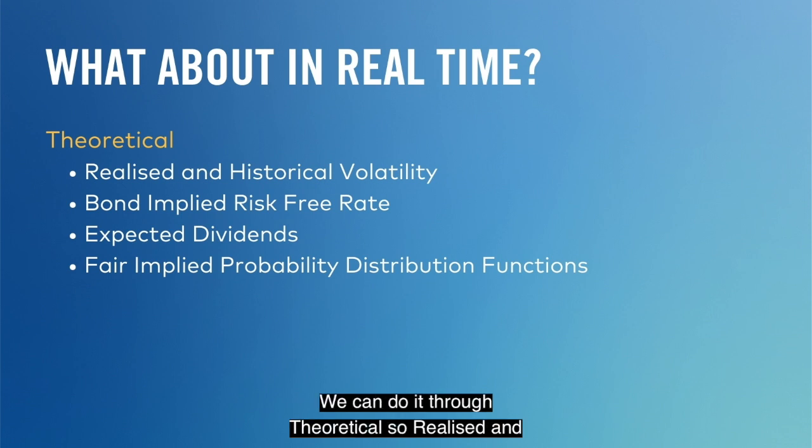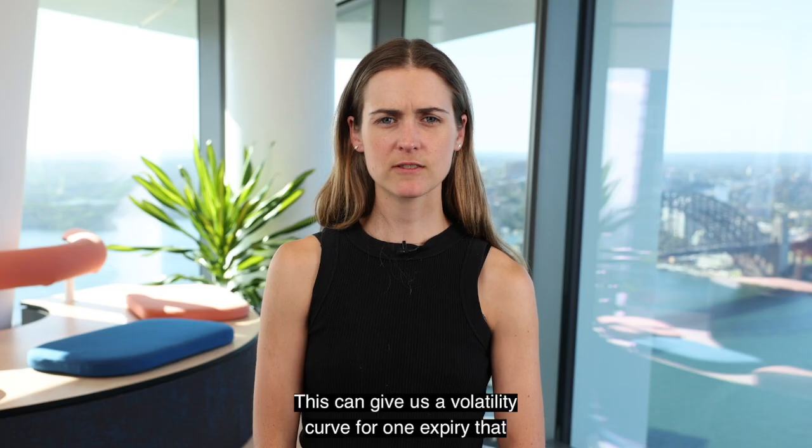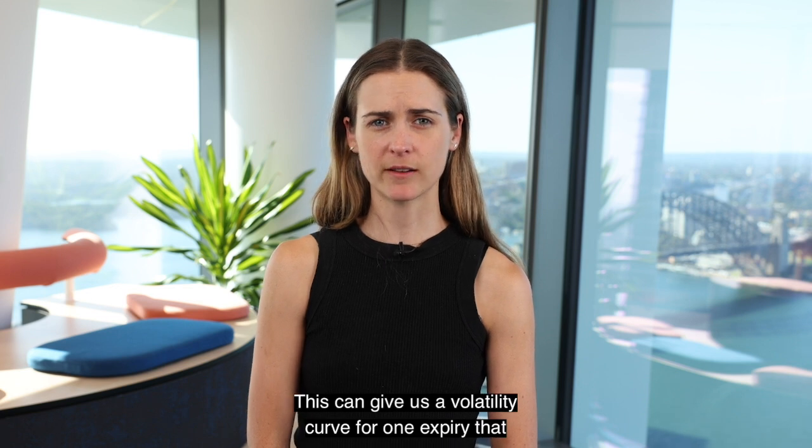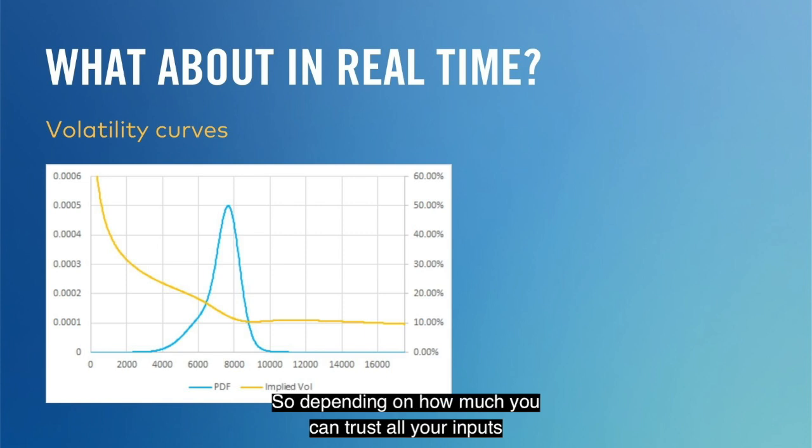We can do it through theoreticals, so realized and implied volatilities, bond implied risk-free rates, expected dividends, fair implied probability distribution functions, or we can also do it through supply and demand. So take our option prices and look at where other people think they should be and back out what our inputs are. This can give us a volatility curve for one expiry that looks like this. It can also do it for one expiry that looks like this. So depending on how much you can trust all your inputs, depends on how your vol curve will look.